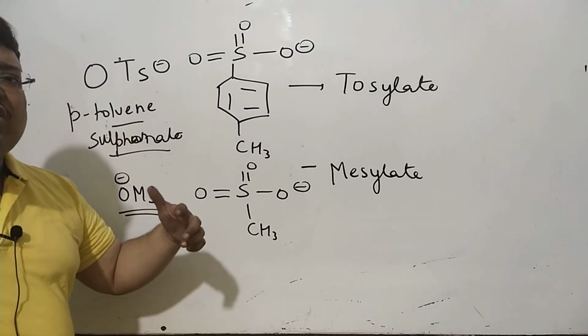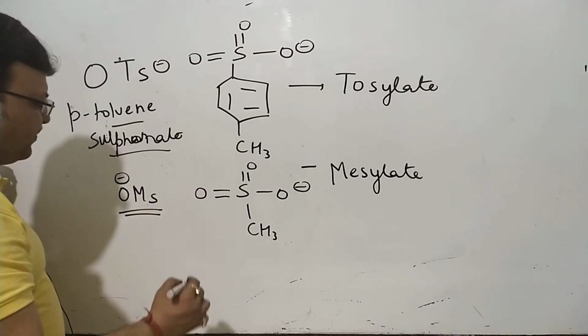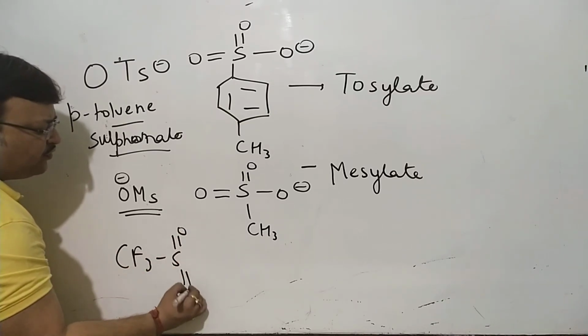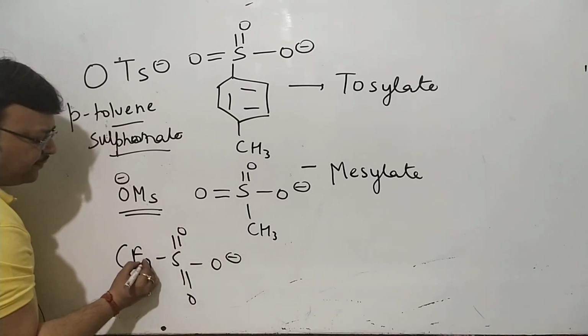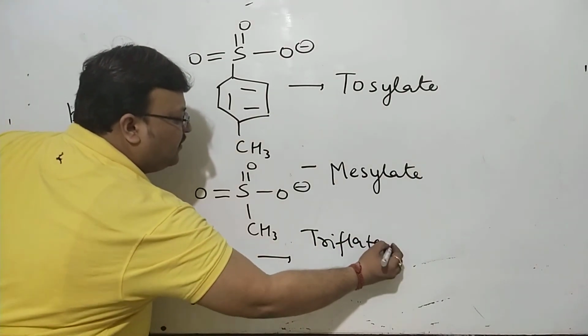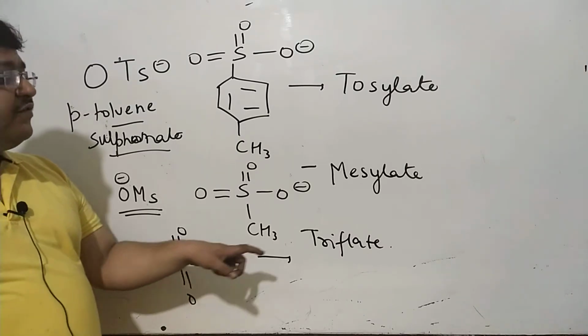I'm going to talk about their corresponding halides when the time is right. But they're very good leaving groups. CF3SO3 minus is a very good leaving group. It's called a triflate. Trifluorosulfonate is called a triflate.